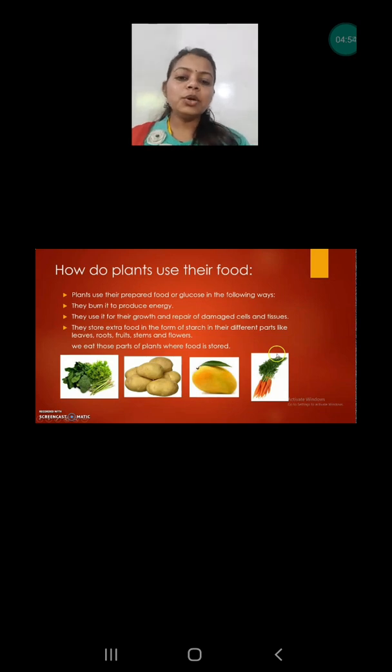So what is the need of this food? Same as us, we need energy from the food. In the same way, plants also store this food and use it to get energy. Plants also need energy because they also have to do different types of work. They also have to grow. So for all these things they need energy, and they use this energy either in the form of glucose or in the form of stored food, that is starch.